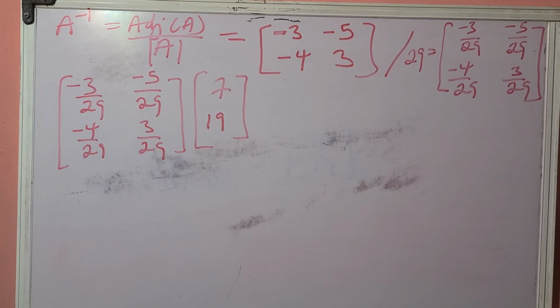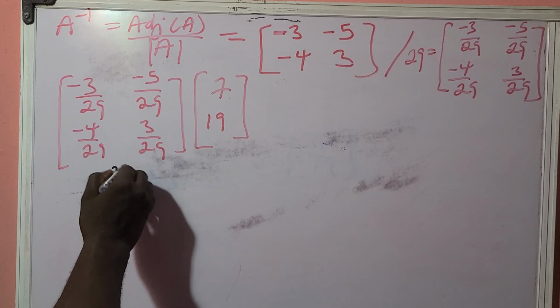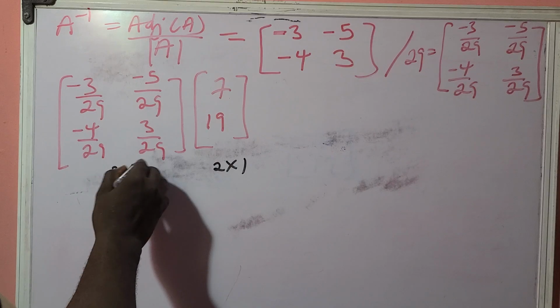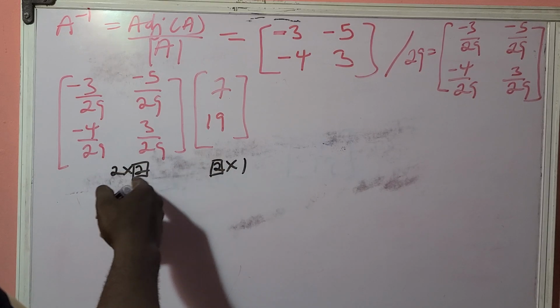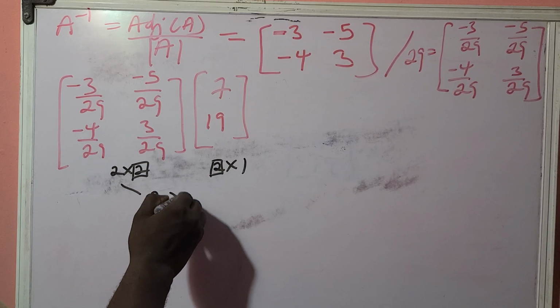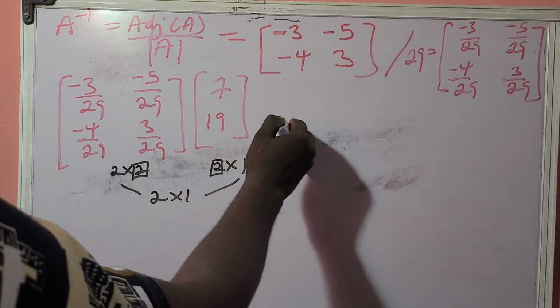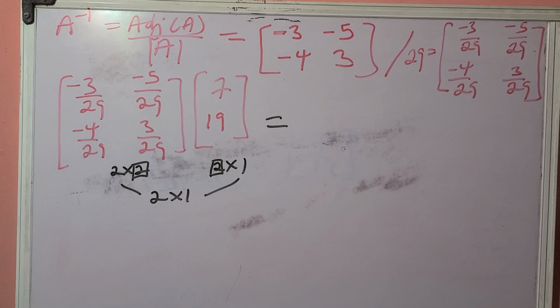So how do you go on with this multiplication? So this is a 2 by 2 matrix. This is a 2 by 1 matrix. This is possible because we have these two values as the same, and we'll be getting a 2 by 1 matrix as our final answer. So let's go on to find the value for our matrix.